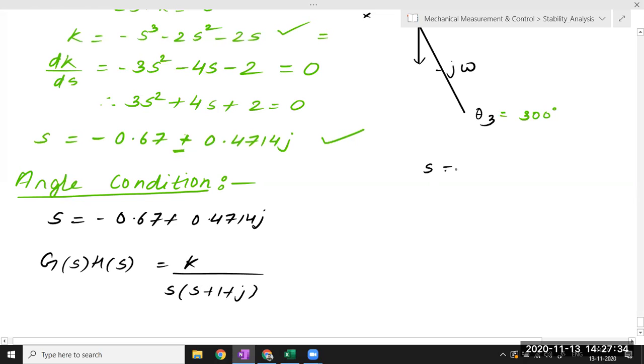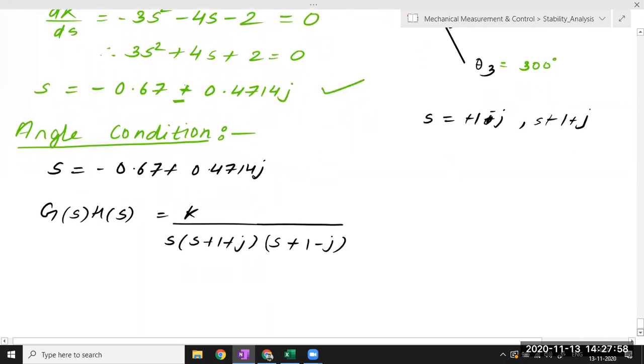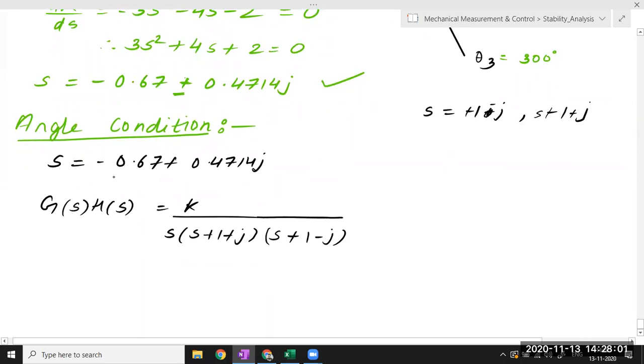Because s is equal to minus 1 plus j and s is equal to minus 1 minus j, right? So when I take this side, it will be s plus 1 plus j, and the other will be s plus 1 minus j. So I can write it this way also: s plus 1 plus j, s plus 1 minus j. What I am doing is trying to simplify. Now I will put this s value in this G of s and H of s.